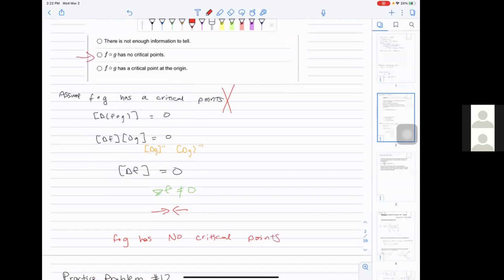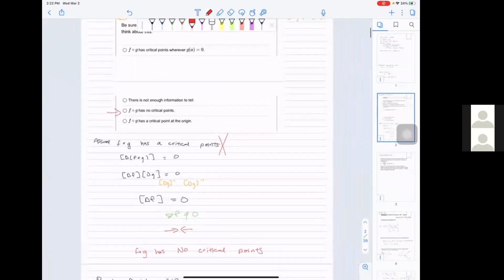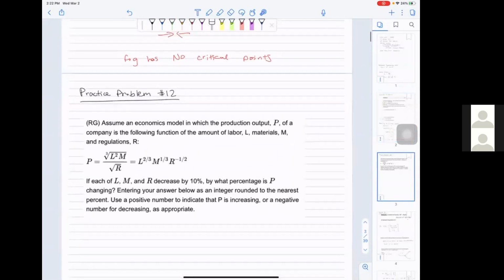Any questions on that? Okay. Would anyone like to go over 12, which is last week's material, like percentages and stuff?